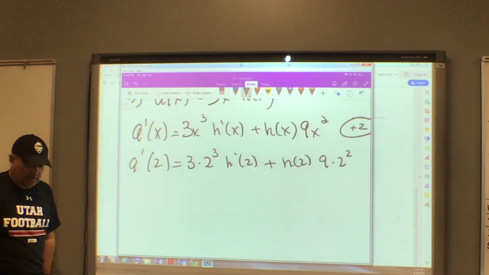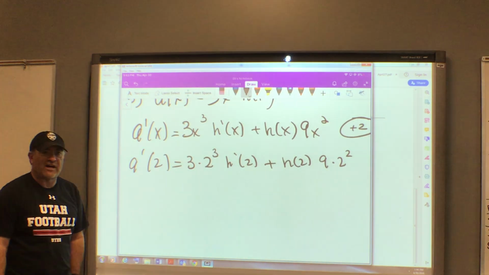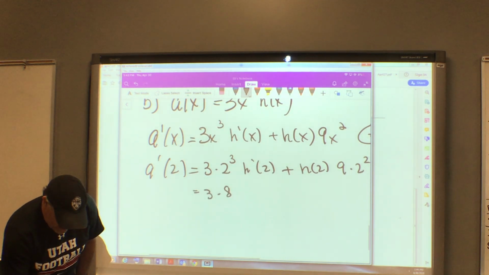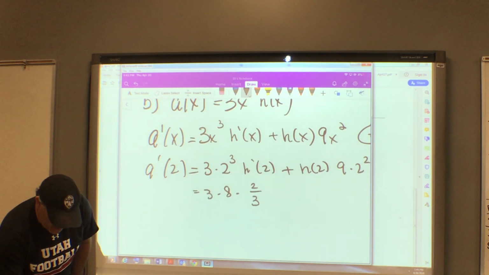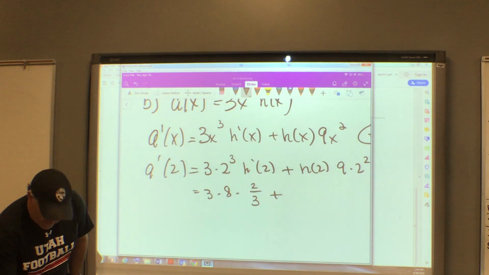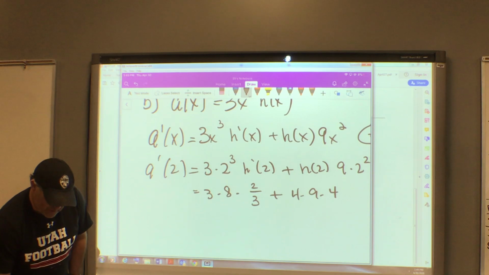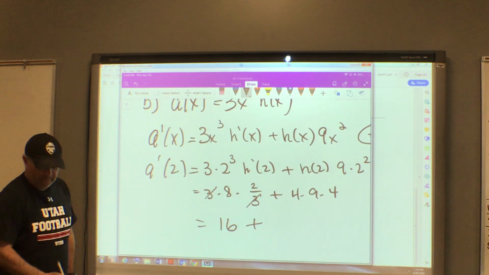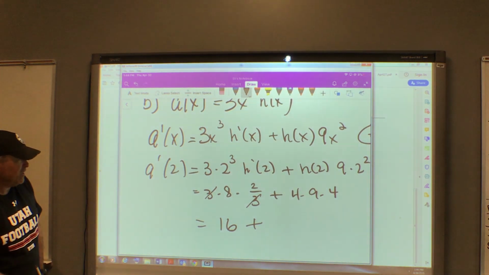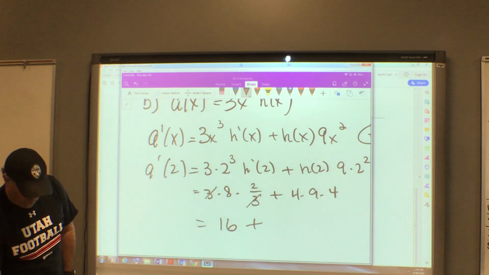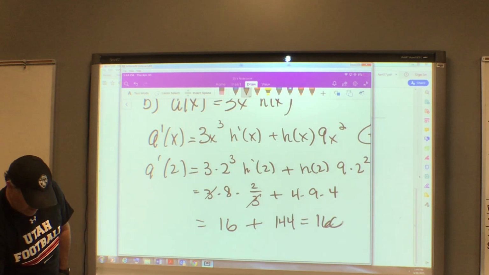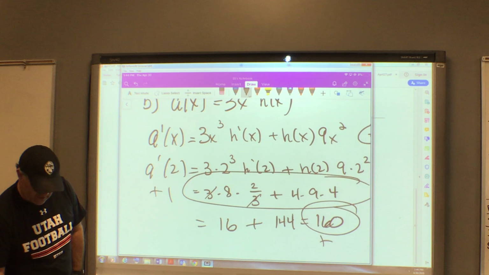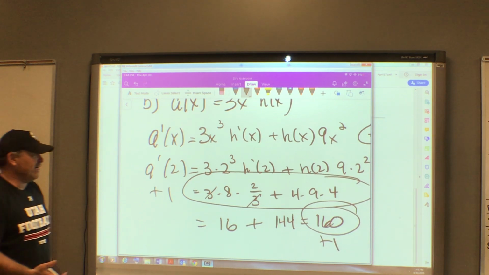Okay, well, conveniently h prime of 2 was found in the previous part. So this is going to be 3 times 8 times h prime, which I believe was 2/3. H of 2 is 4. So that's 4 times 9 times 4. So anyway, that 3 is going to cancel. I'm going to get 16 plus, how about 36 times 4, which is going to be 144, 160. But quite honestly, if you stopped right there, you got the point. If you went to 160, you got the point, something along those lines.